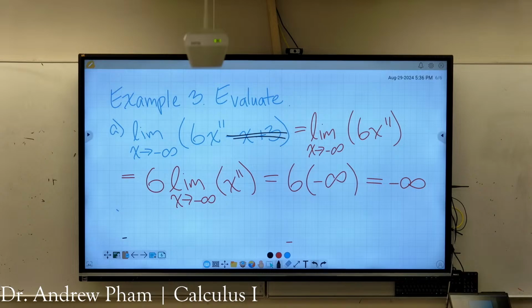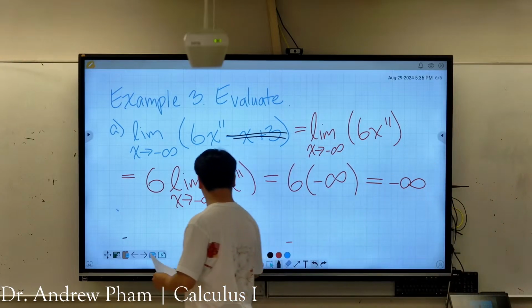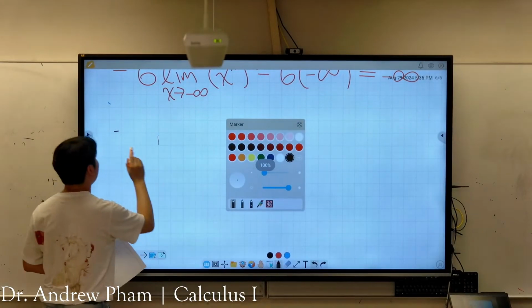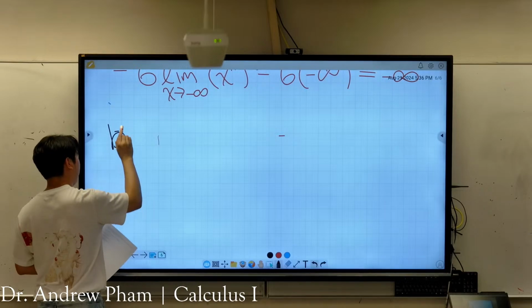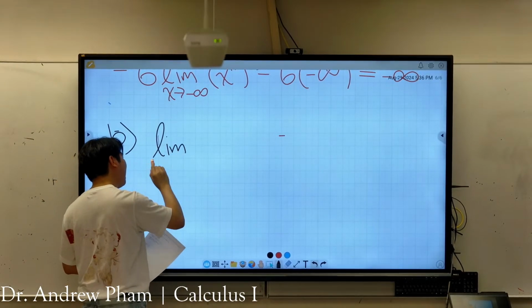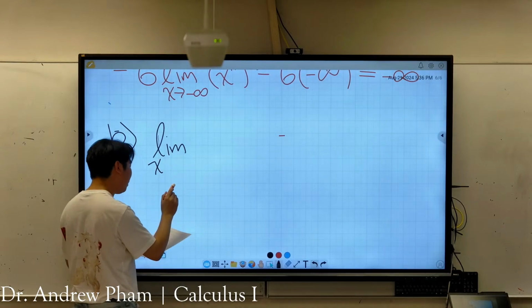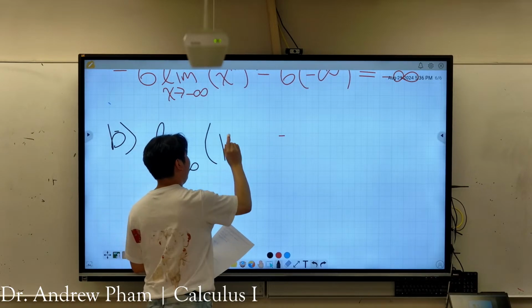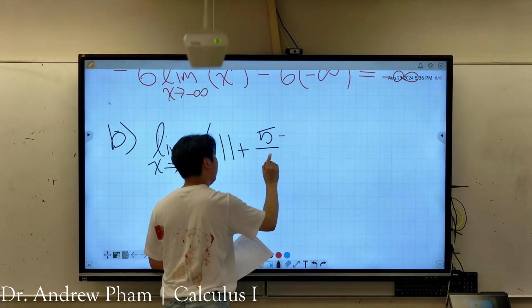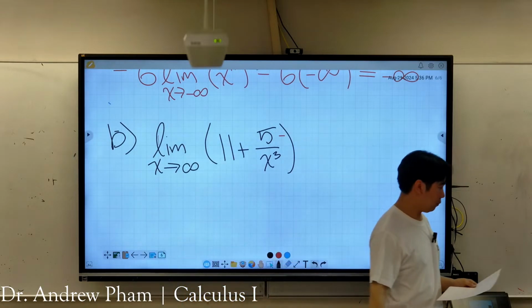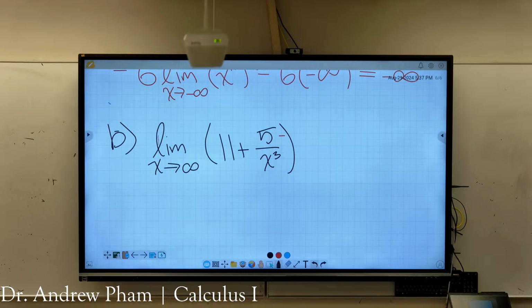All right. How about this one then? Part B. Let's take the limit as x approaches infinity. Let's try 11 plus 5x to the negative third power. Be a little bit careful with this one.